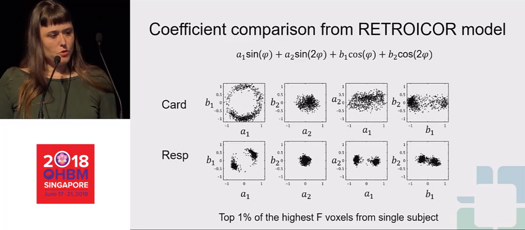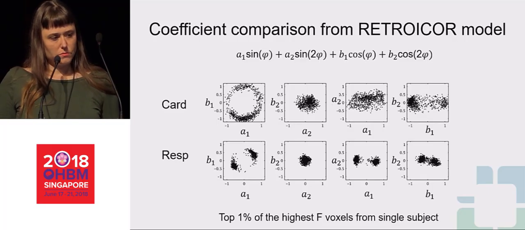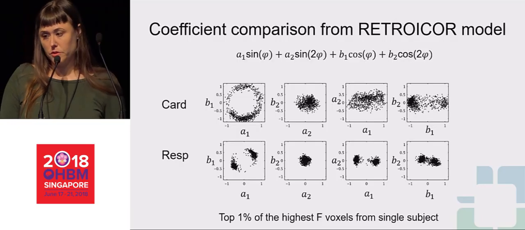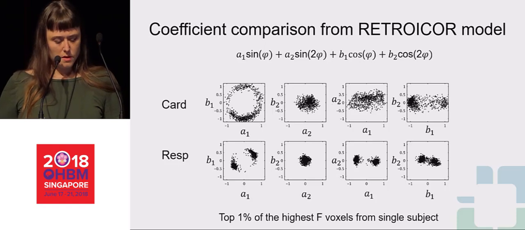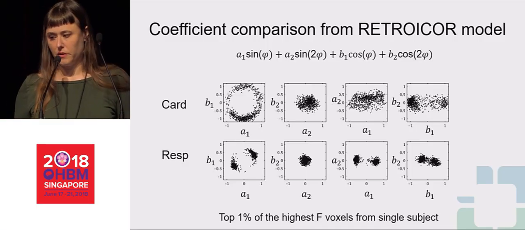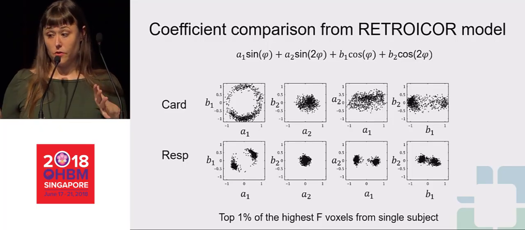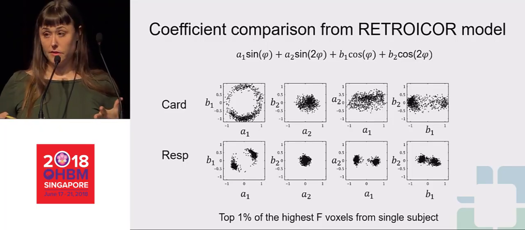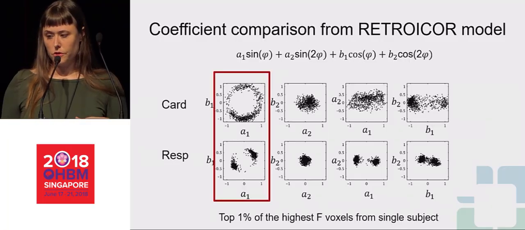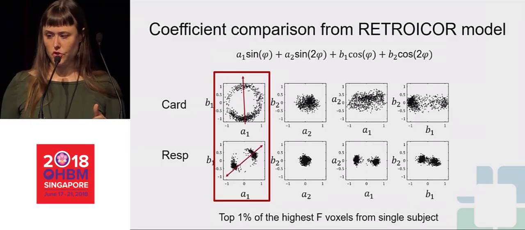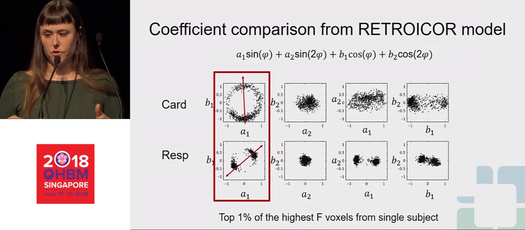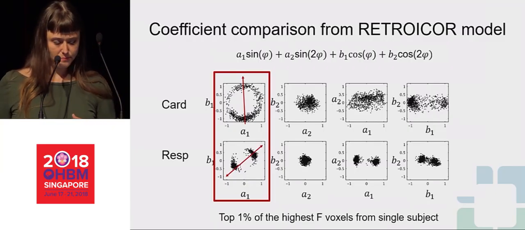Here is the coefficient comparison that we did for the coefficients from RETROICOR. The equation at the top describes the first and second order harmonics that are used as regressors. And you can see below the sine and cosine coefficients plotted from a single subject. Again, this is from the top 1% of voxels with the highest F values. If you look at the first order coefficients, you can see that there's anisotropy, and that the anisotropy is stronger in the respiratory coefficients than in the cardiac coefficients.